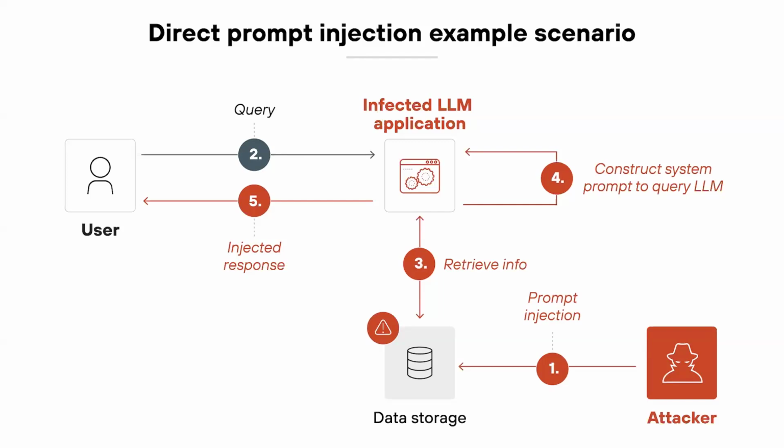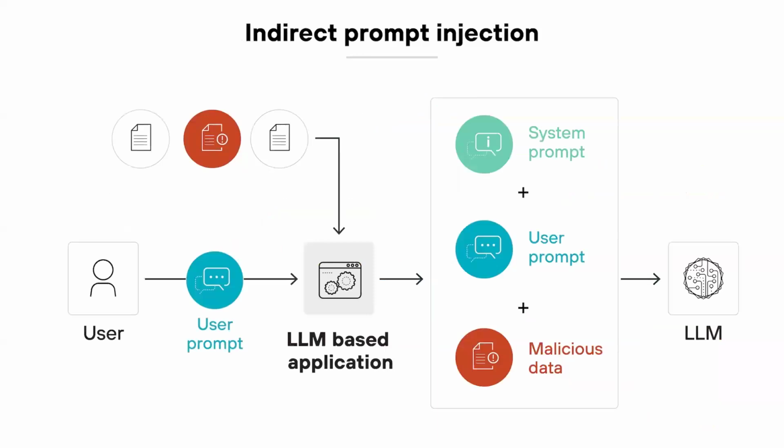Then after the first step, the user will write the query. The query will go to the infected LLM application, so it will fetch the data from the data storage and construct a system prompt to query the LLM. Then it's going to give you the injected response. So this is how the direct prompt injection example scenario works.